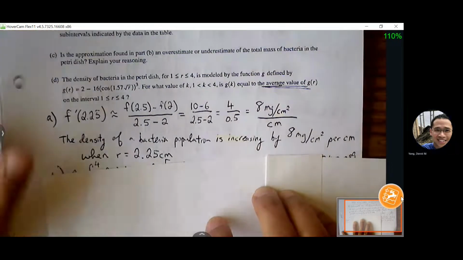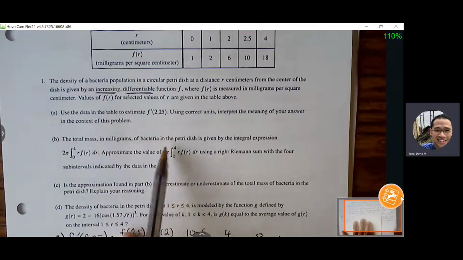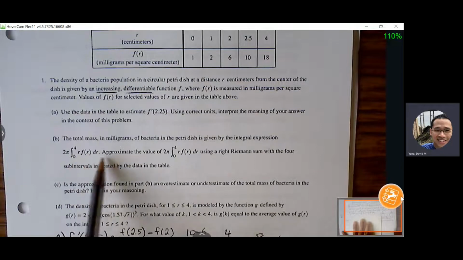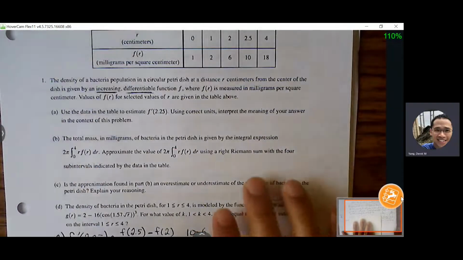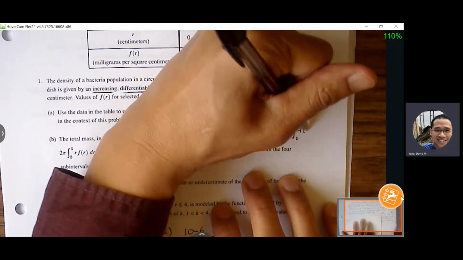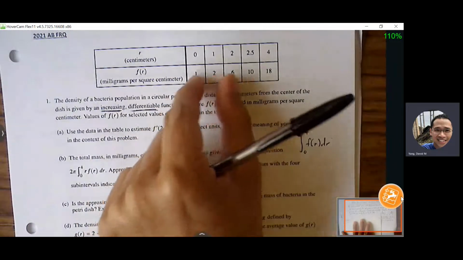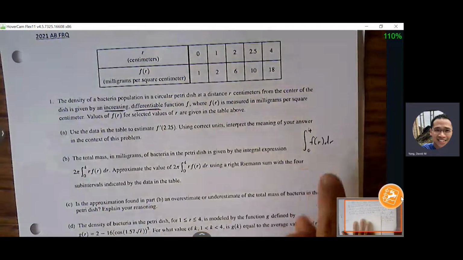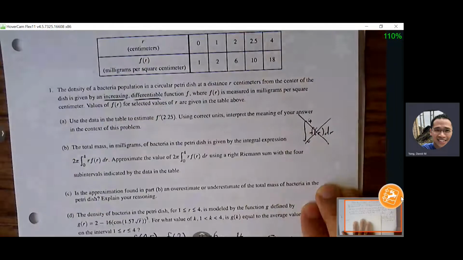Okay, part B. Part B says the total mass in milligrams of bacteria in the petri dish is given by the integral expression 2 pi times the integral of r times f of r. Approximate the value using a right Riemann sum. This looks a little bit strange because what feels more familiar is something like the integral from 0 to 4 of f of r dr. That we can do, because we just say width times height, where our height comes from our f of r function. But that's not quite what it's asking for. It's asking for the integral of r f of r.